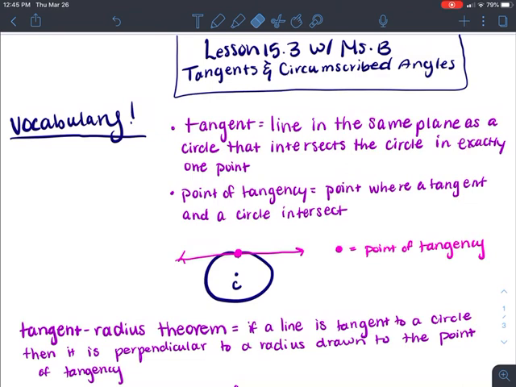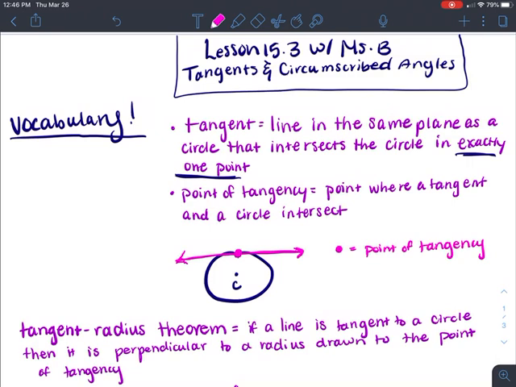So a tangent is a line that is in the same plane as a circle that intersects the circle in exactly one point. The most important thing here to note is that this intersects exactly one point. Here, I'm going to pick my pink again. This right here is my line of tangency. So this is my tangent.